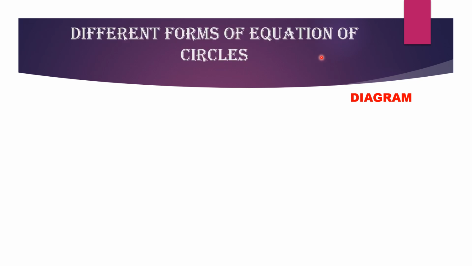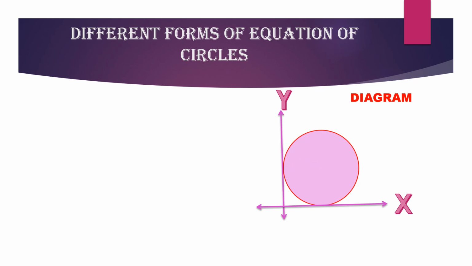Another different form of equation of circle. We observe the diagram. Here also the circle touches both x and y axis at the points M and N. Here the center of the circle is (h, h), because the circle touches both x and y axis at the same distance of h units. Therefore the radius of the circle equals h also.